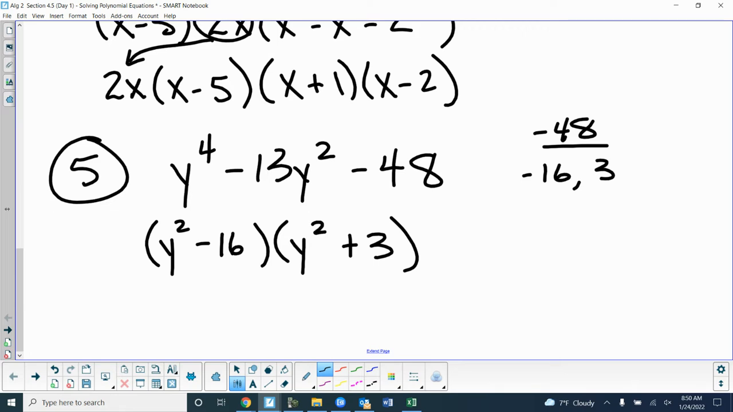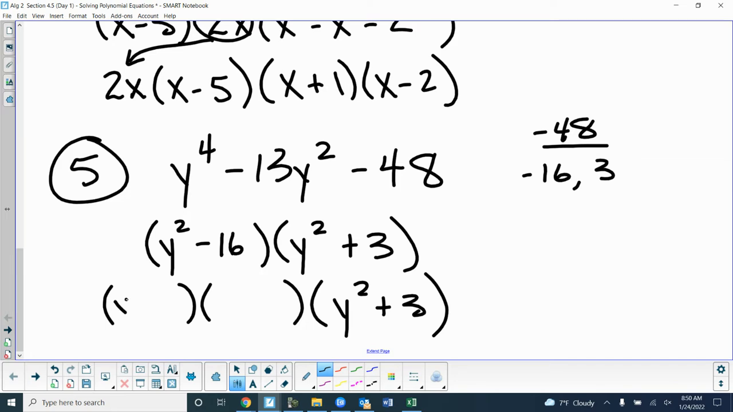Okay? What is this first binomial? Yeah, that's a difference of squares. That's correct. That's a difference of squares. So you can't do anything to y squared plus 3, but the difference of squares, we can go another step. What's the square root of y squared? y. Square root of 16? 4. Then what? Plus or minus? Plus and minus. Good. All right?